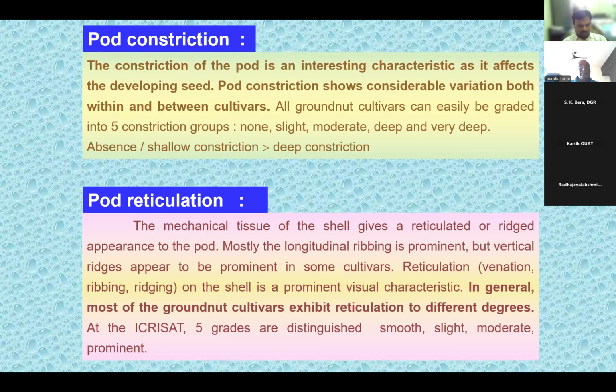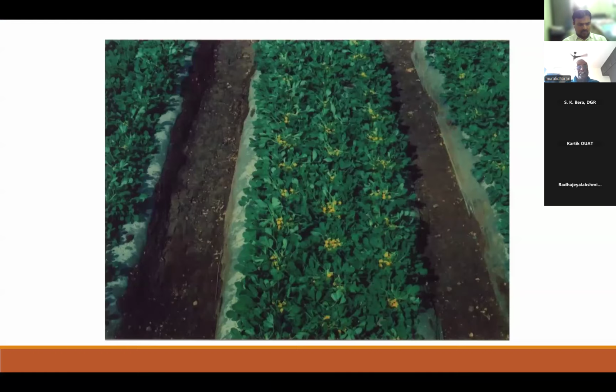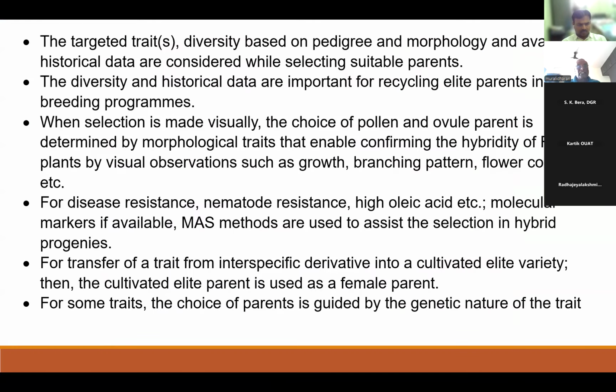Points to be remembered. During crossing, the targeted traits, diversity based on pedigree and morphology, and available historical data are considered while selecting suitable parents. This is very important because if we want to recycle the elite parents in breeding programs in successive crosses, it is very important.